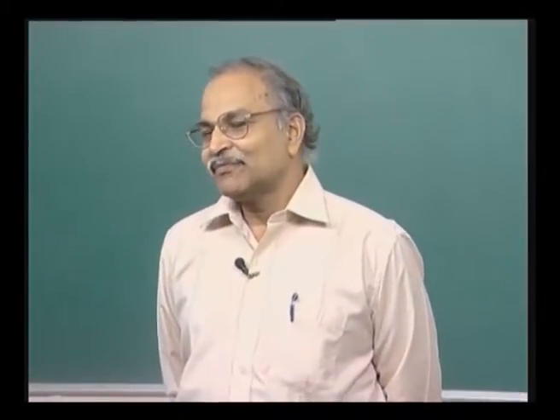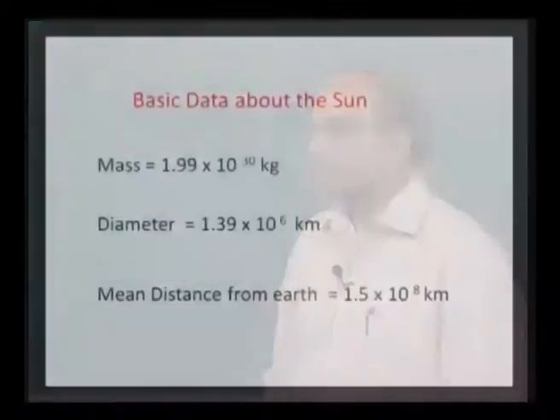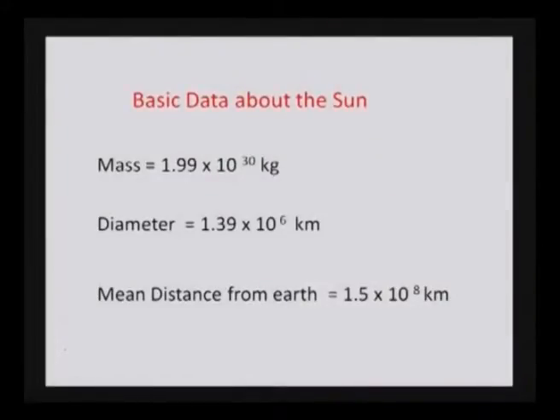So, let me show you the basic data on the sun that I have put on this PowerPoint. So, we'll go to your screens. Now, basic data about the sun, as you can see here: mass is about 2 into 10 to the power 30 kilograms. In comparison, Earth's mass is 6 into 10 to the power 24 kilograms. Then diameter is 1.39 into 10 to the power 6 kilometers, which is approximately 109 times the diameter of the Earth.